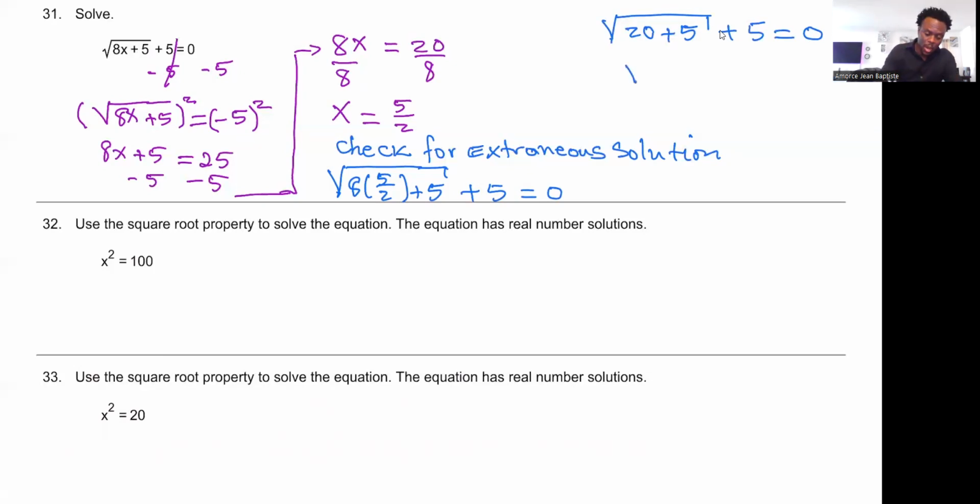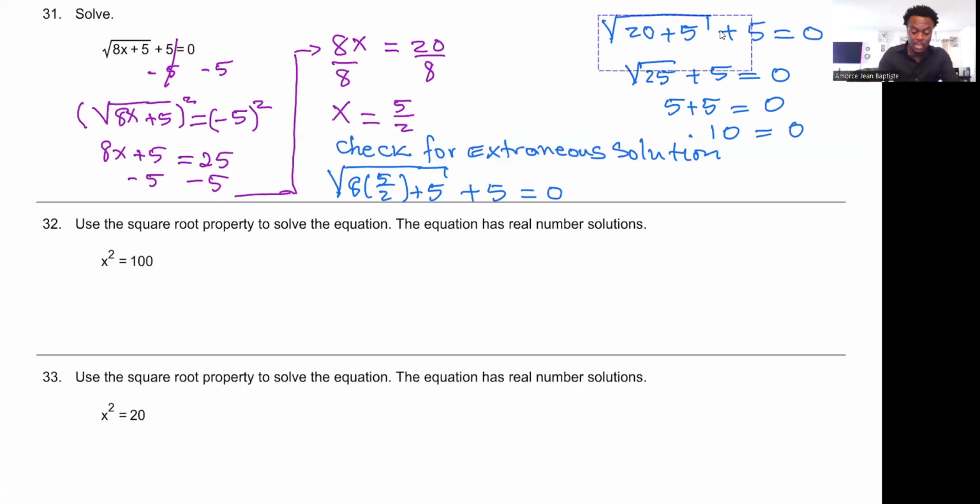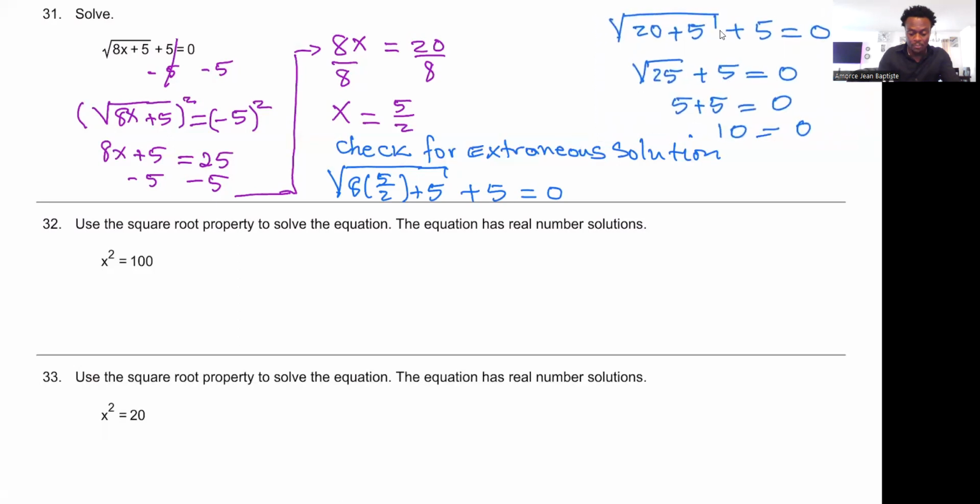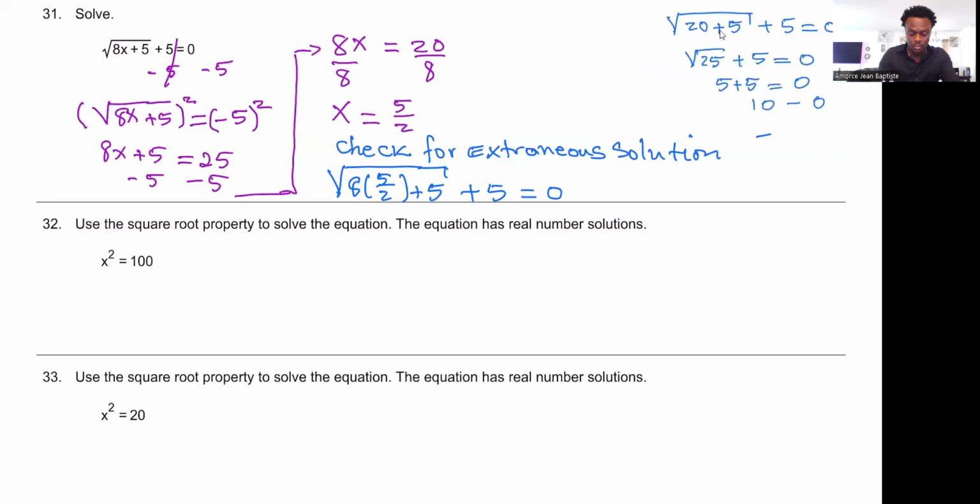So we got the square root of 25 plus 5 equals 0. The square root of 25 is 5. So 5 plus 5 equals 0, so then it means that 10 equals 0. Nowhere in the world that 10 will be 0. So that explains why 5/2 is not the solution.